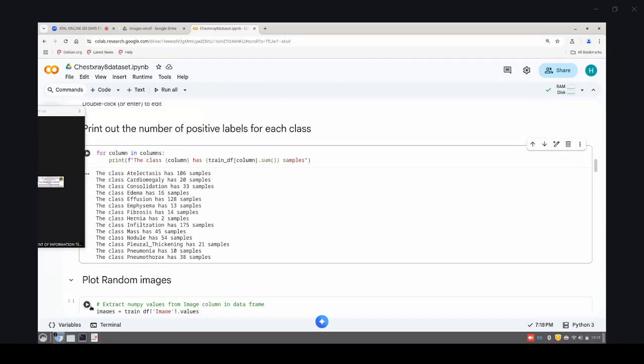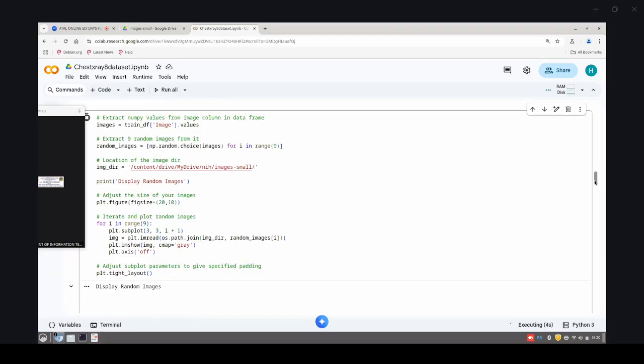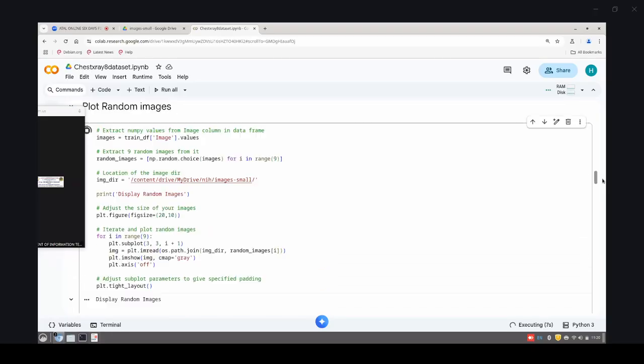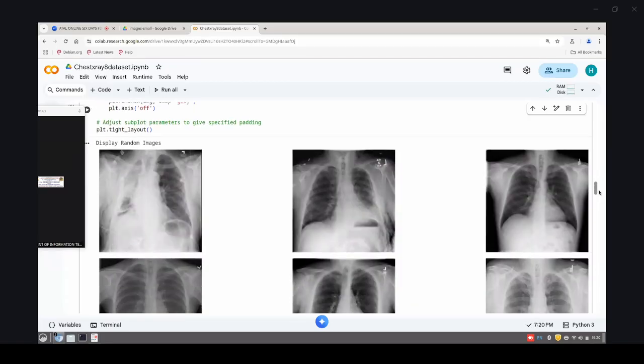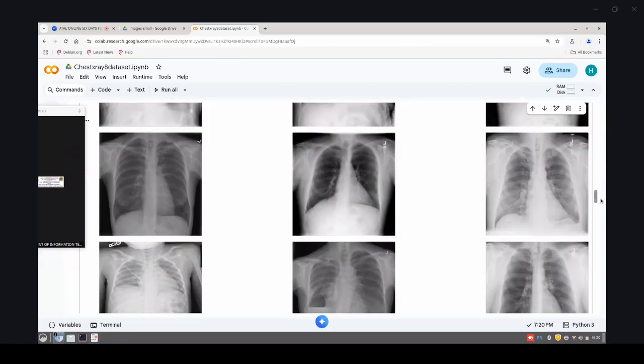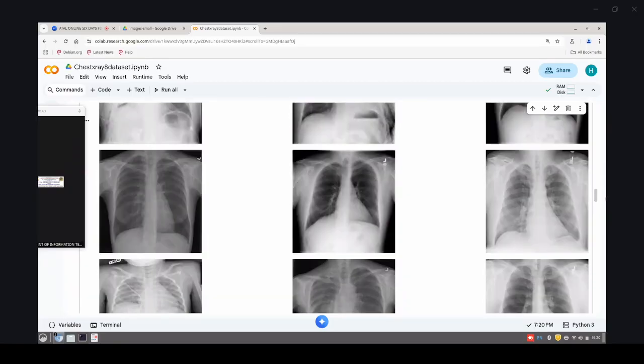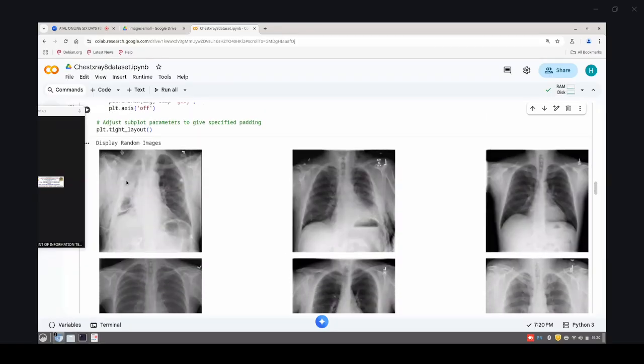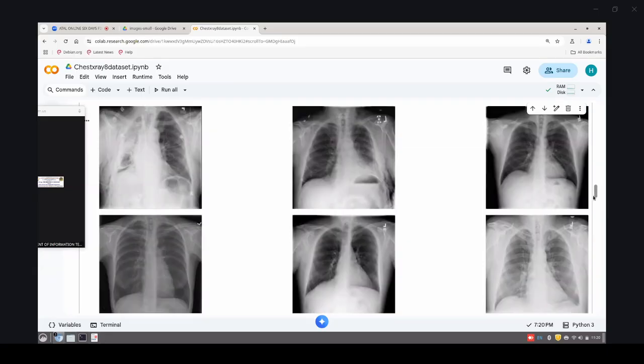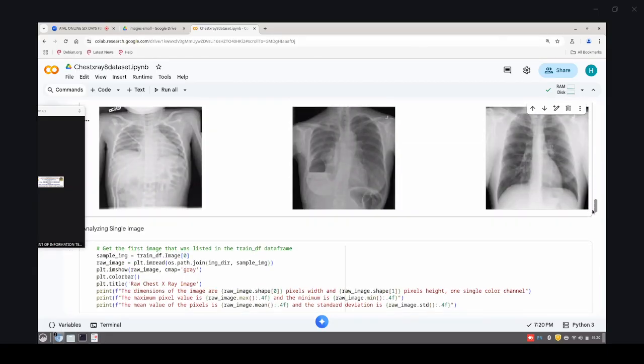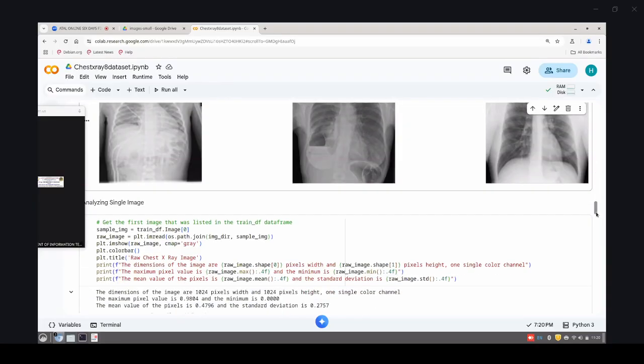So I can plot random images from the data set just for understanding. So these are the different images in the data set. Some of them are normal, some of them are abnormal, with support devices, all those things present. Here a tube is put over the chest. So like that, you can see the different images.